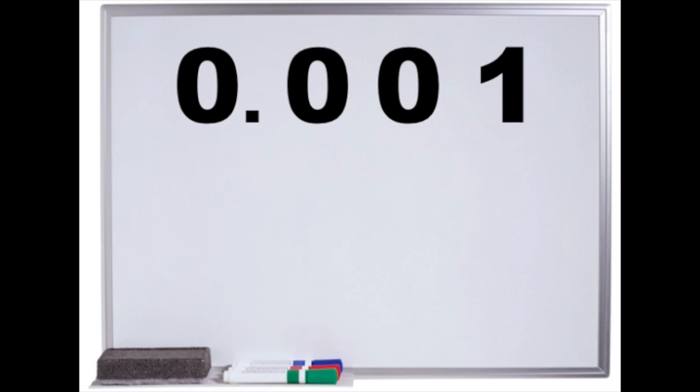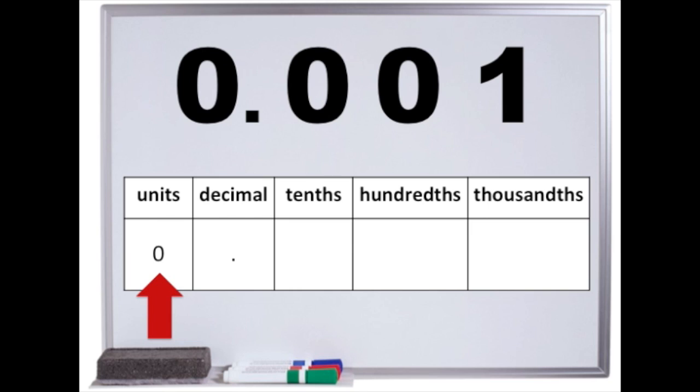Let's do one last example. If our number was 0.001 and we needed to write it in a place value table, we would write 0 in our units column, 0 in our tenths column, 0 in our hundredths column, and 1 in our thousandths column.